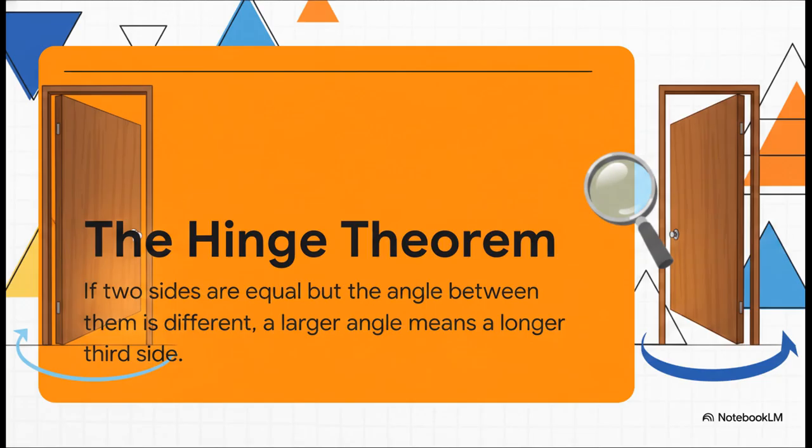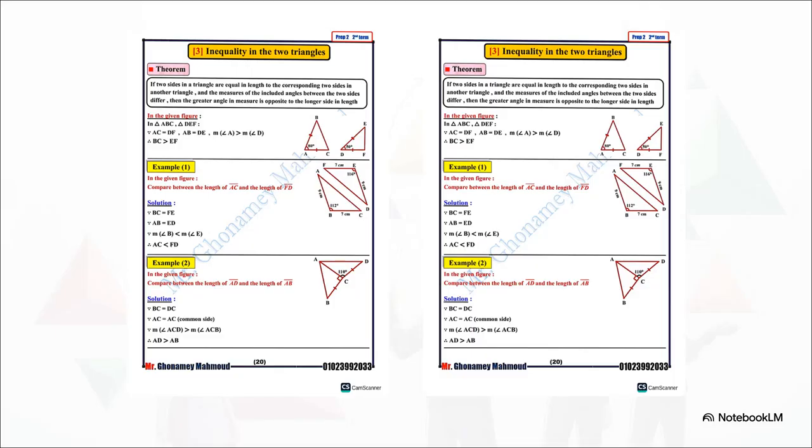Just picture two identical doors. If you open one door just a little bit and the other door really wide, which one has a bigger gap between the edge of the door and the wall? The wider one, right? Well, that's literally the hinge theorem. And this right here shows you exactly how it works.